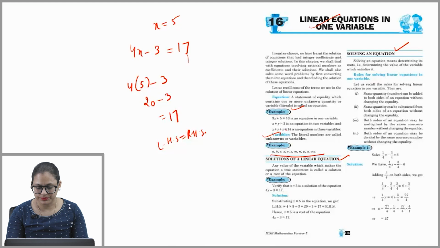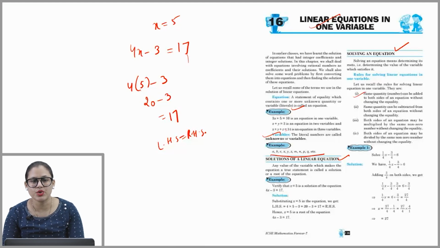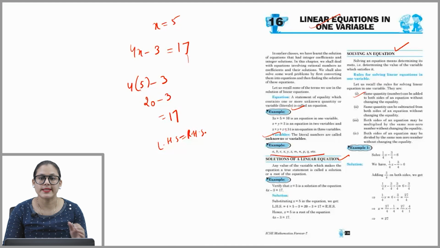They are: number 1, the same quantity can be added to both sides of an equation without changing the equality. 2, the same quantity can be subtracted from both sides of an equation without changing the equality. 3, both sides of an equation may be multiplied by the same non-zero number without changing the equality. And 4, both sides of an equation may be divided by the same non-zero number without changing the equality.